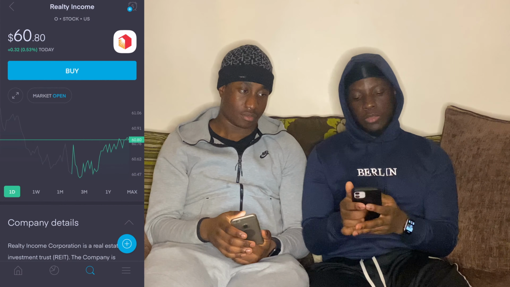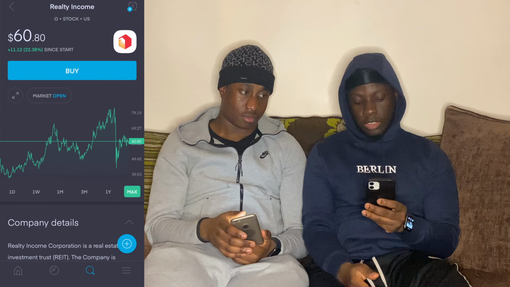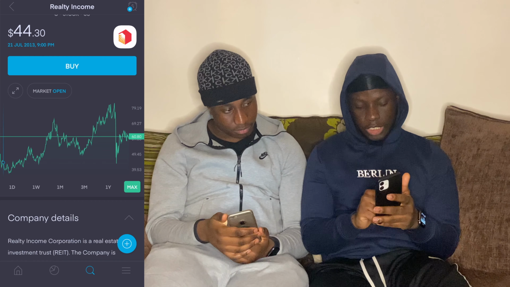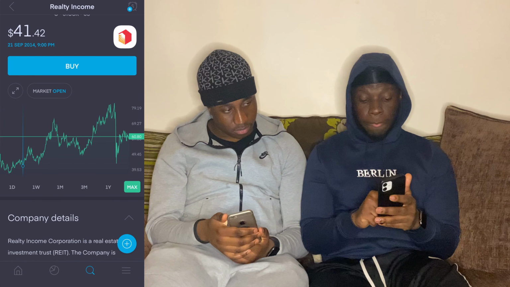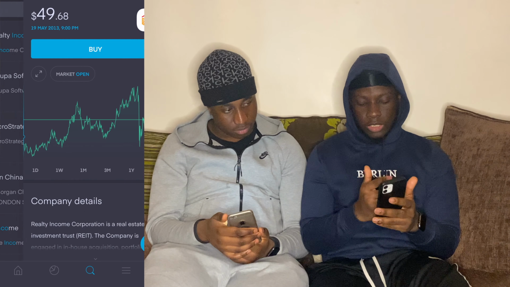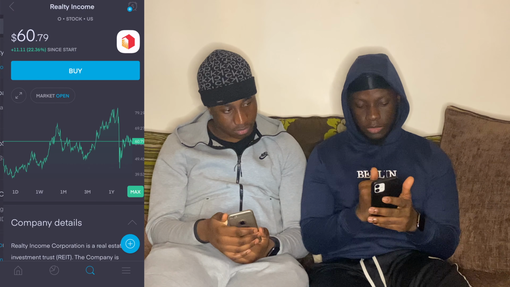There we go. So this is Royalty Income. When you click on max, you can see the whole progression ever since they came onto the market, which is 2013. This is for growth. If you're looking for growth, then you can clearly see that, cool, they grew for a little bit.